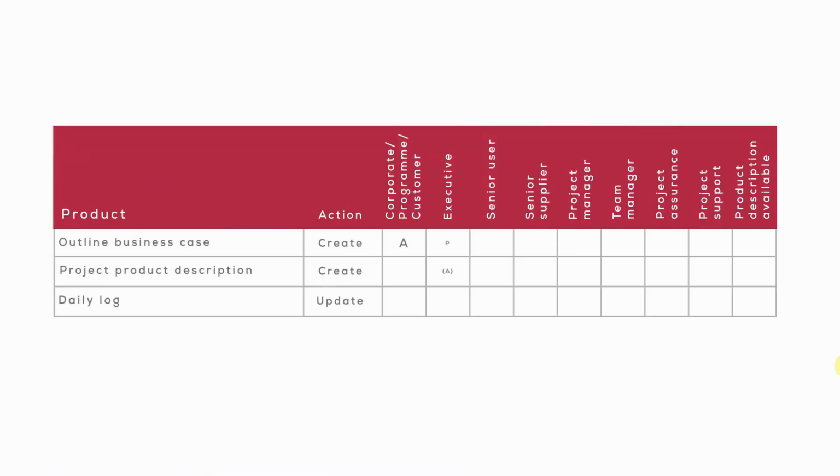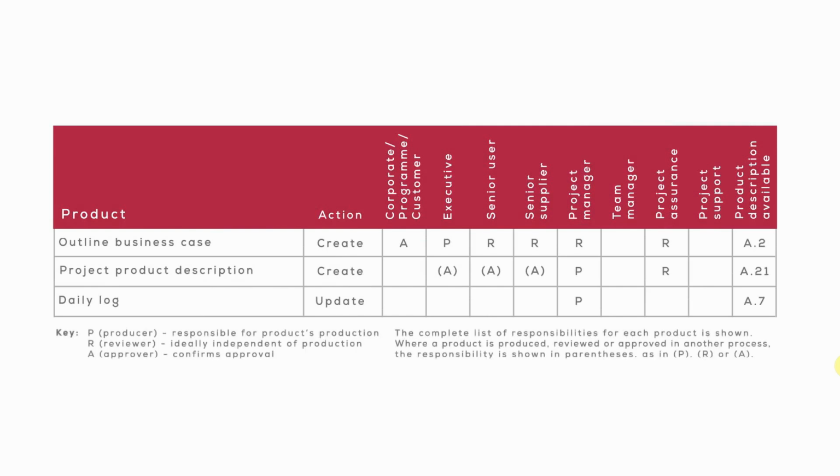In terms of the table of responsibilities, we know that the outline business case is produced by the executive. That will be reviewed by the senior user, the senior supplier, the project manager, and project assurance, and ultimately approved by corporate.